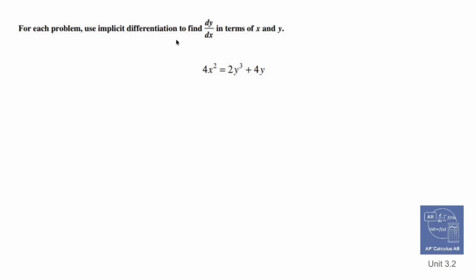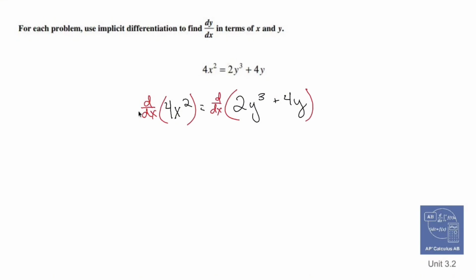Use implicit differentiation to find dy dx in terms of y and x. When you're using implicit differentiation, what you're going to want to do is, let me rewrite this out and give myself a little bit more space. Okay, step 1 with implicit differentiation is you take the derivative with respect to x of both sides. So you d dx both sides, like this. When you take the derivative with respect to x, nothing changes.